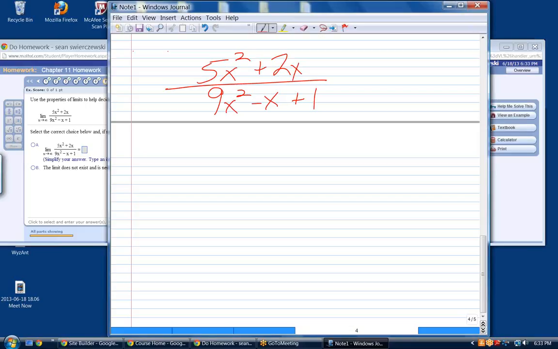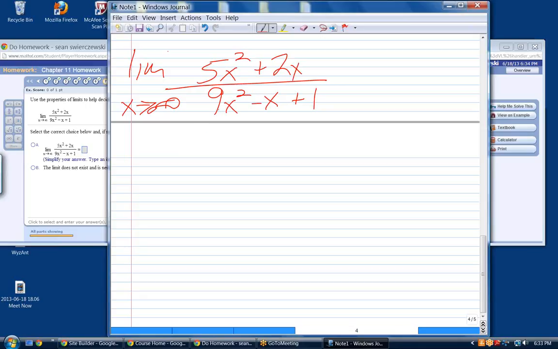Okay, now here we're taking the limit as x approaches infinity. Well, if we do a direct substitution, we have infinity over infinity. So that doesn't do much good. So when x approaches infinity and you have a polynomial over a polynomial, I could try factoring. But I can see right now that this bottom does not factor nicely. There's no way it could.